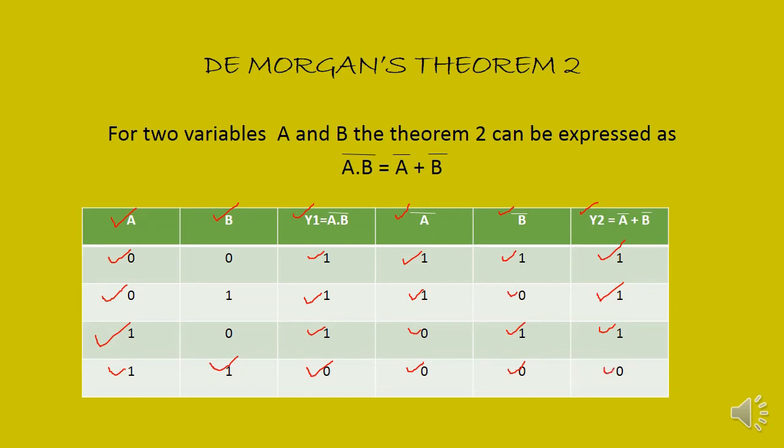So from the truth table we can say that Y1 and Y2 outputs are the same. For the 0 0 condition, Y1 is 1, Y2 is also 1. For the 0 1 condition, Y1 is 1, Y2 is 1. For the 1 0 condition, Y1 is 1 and Y2 is also 1. And for the 1 1 condition, Y1 is 0 and Y2 is also 0.